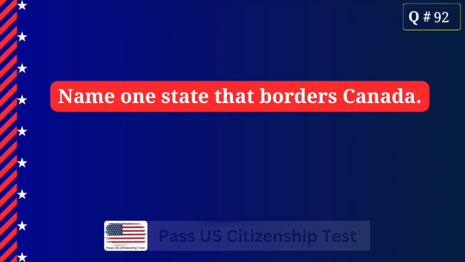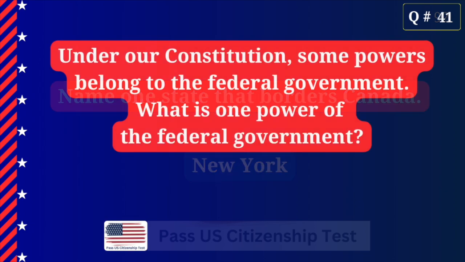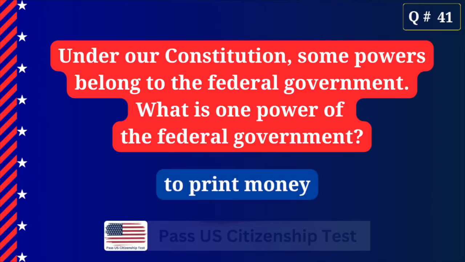Name one state that borders Canada. New York. Under our Constitution, some powers belong to the federal government. What is one power of the federal government? To print money.